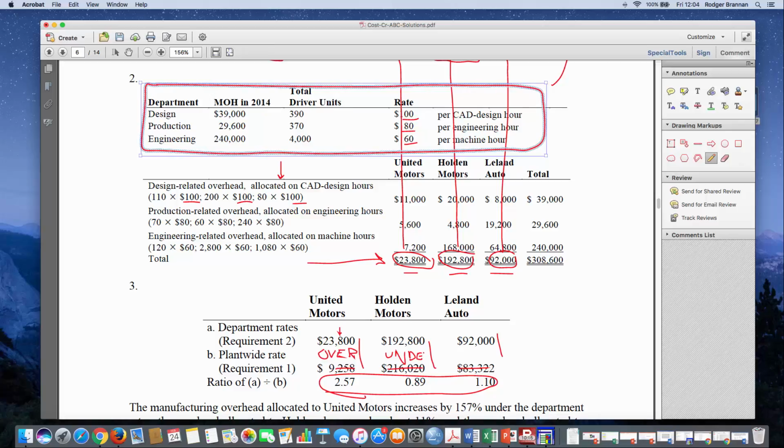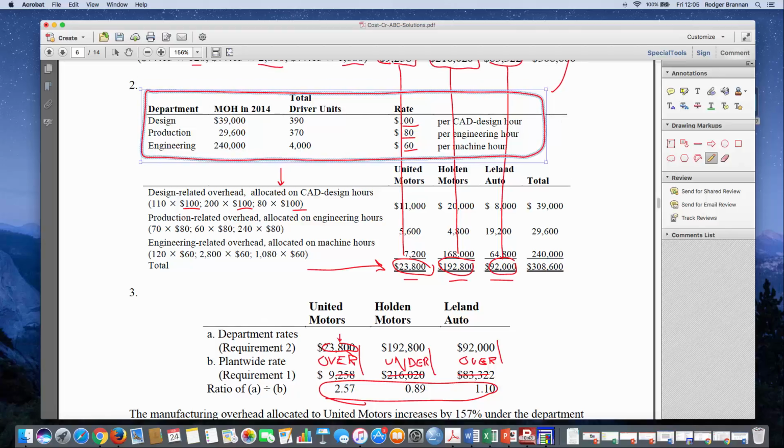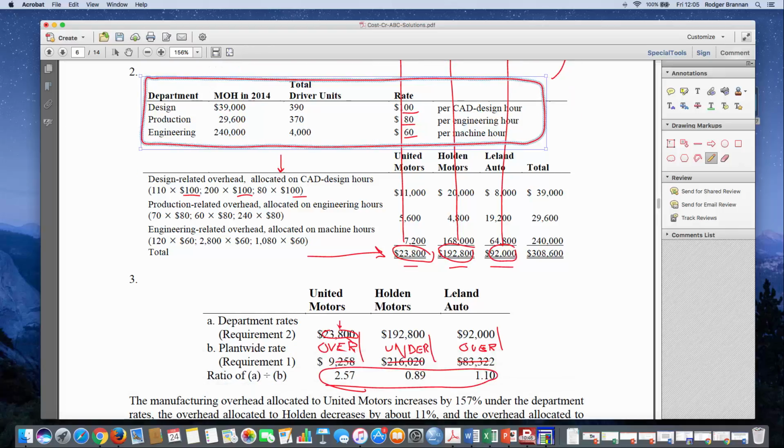In this case, we really don't know complex or simple. And here you have overcosted for the same reasons. The problem is that if I'm using the 23,800 as my cost estimate and marking it up by 10%, then I'm way overpricing my product. The same thing would be true here with Leyland. I'm overpricing it, and the penalty for my company is that I will lose sales. My customers will go someplace else if I'm overcharging the product or the service.